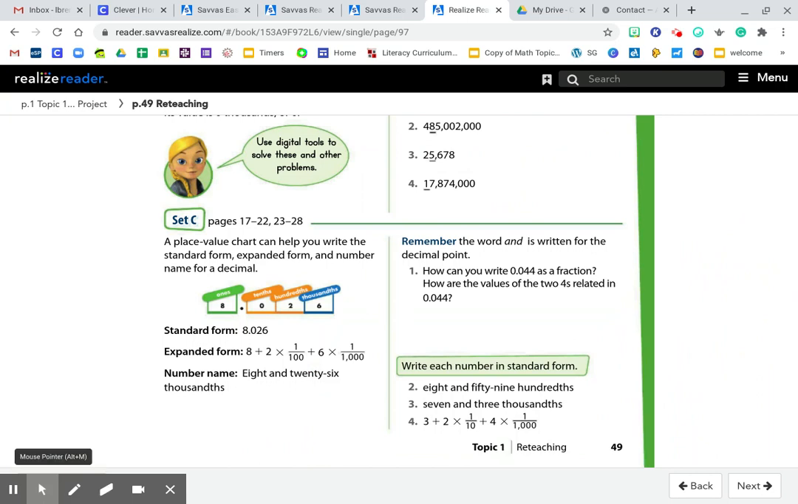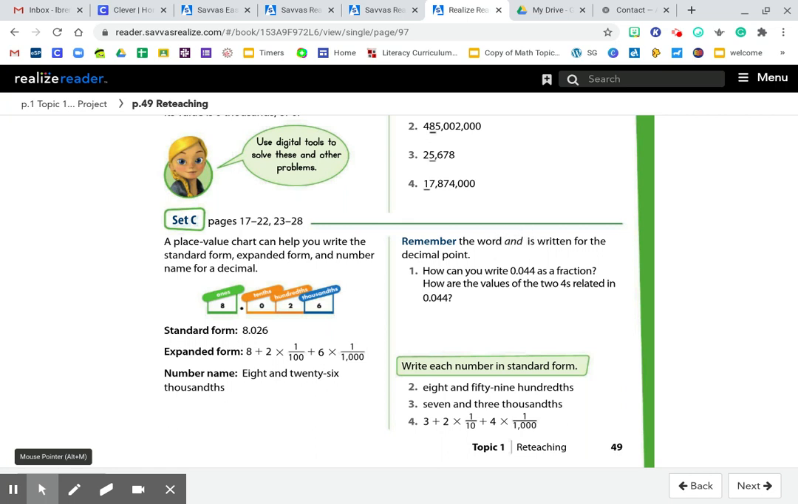For set C, there's actually 2 lessons in set C. Its place value chart can help you write the standard form, expanded form, and number name for a decimal. The standard form is the way we always write numbers. The standard is the everyday way we write numbers. Expanded form uses fractions, and the number name uses words. So remember, the word and is written for the decimal point. It's the only time we write the word and in a number.